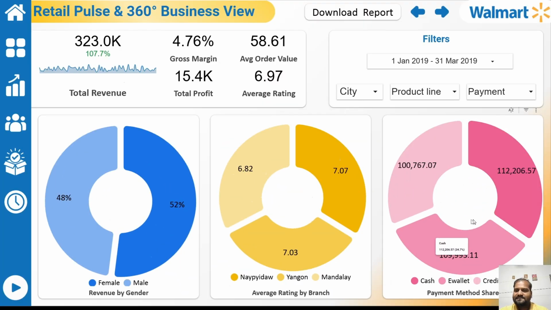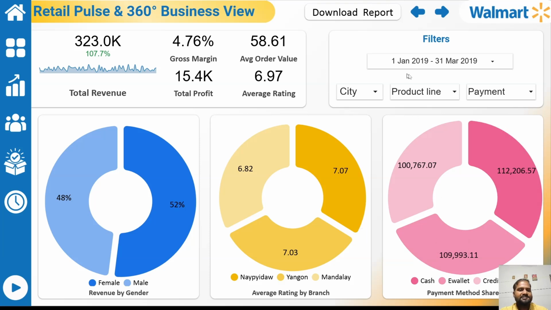On the right side, we see the payment method share. It is clear that customers are using all three methods, including cash, e-wallet, and credit cards. Among them, cash is still popular, generating 112k in revenue alone. This shows that non-digital payments are still popular. We have to promote digital payments, like giving them rewards or points. So this page helps us understand who the customers are, how satisfied they are, and how they prefer to pay.